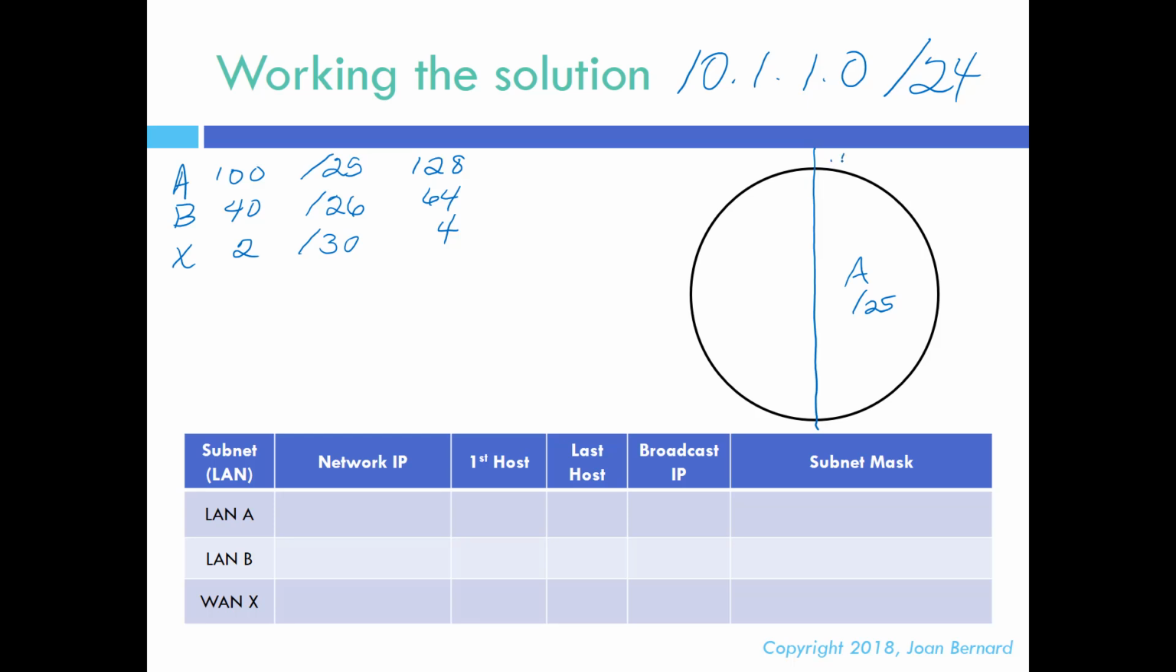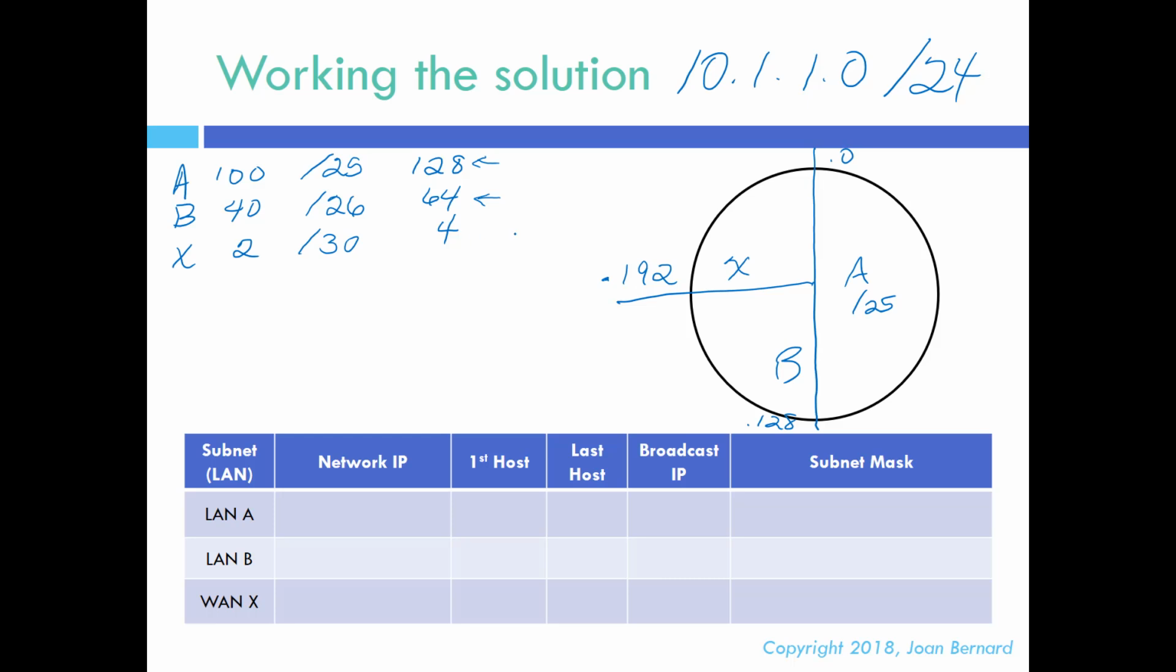I know that I always start at 0. 0 plus 128 gives me 128. That's my starting point for my next network. Now I know that B is going to be starting here, and I look at B. B is going to be a /26, which is 64. So I take 128 and I add it to 64, and that gives me 192. And I know a /26 is about a fourth of that pie, so I'm just going to draw that out here. And 128 plus 64 gives me 192. Remember, 192 is the start of the next subnet. It's a network IP. So that's actually where my X is going to be starting.